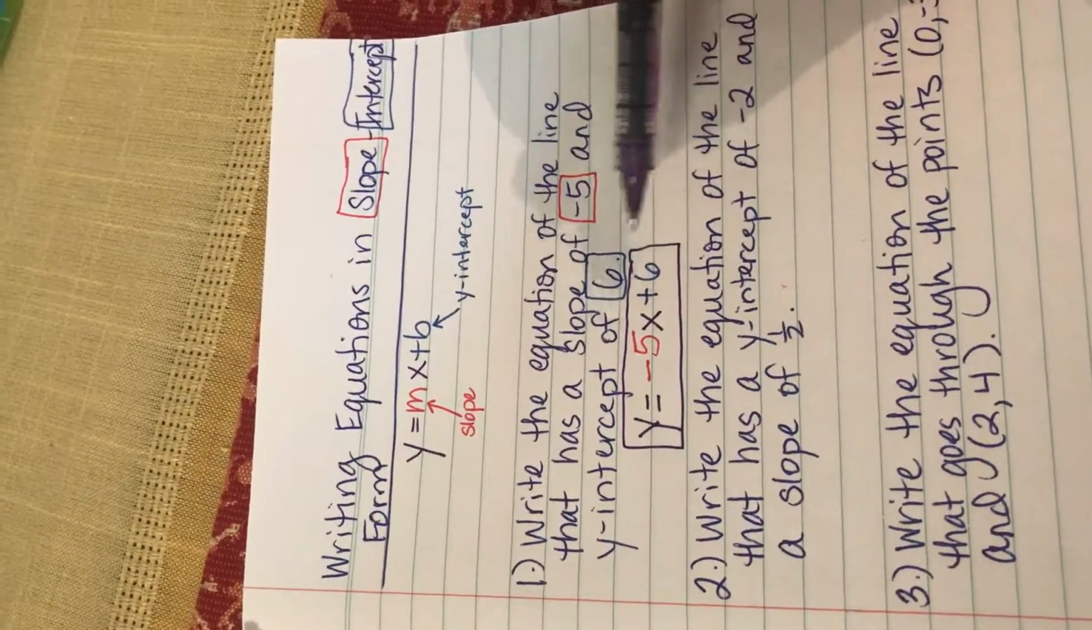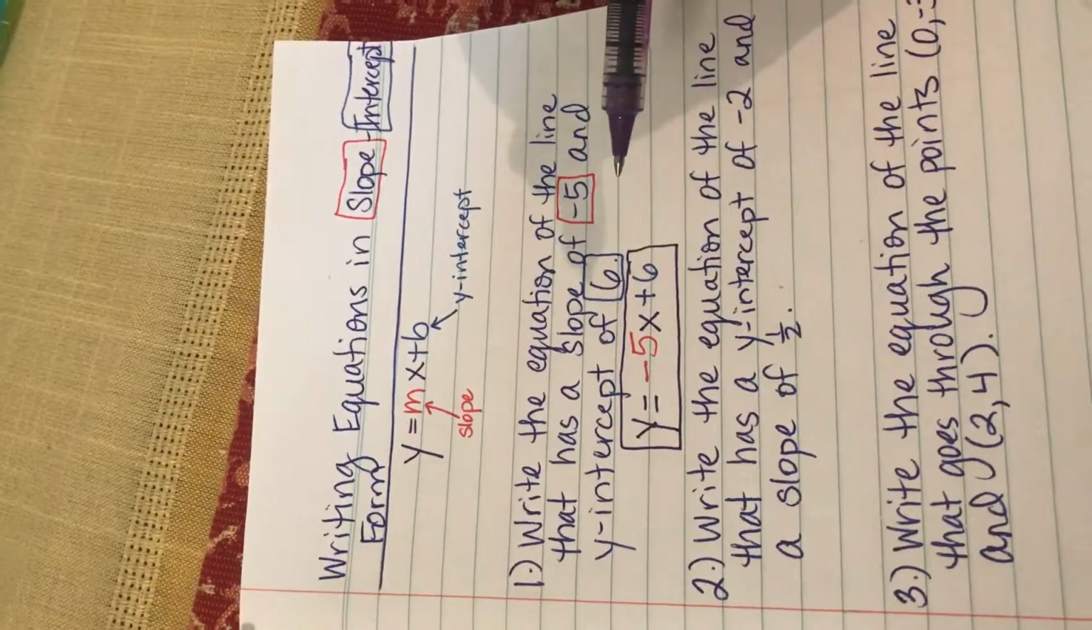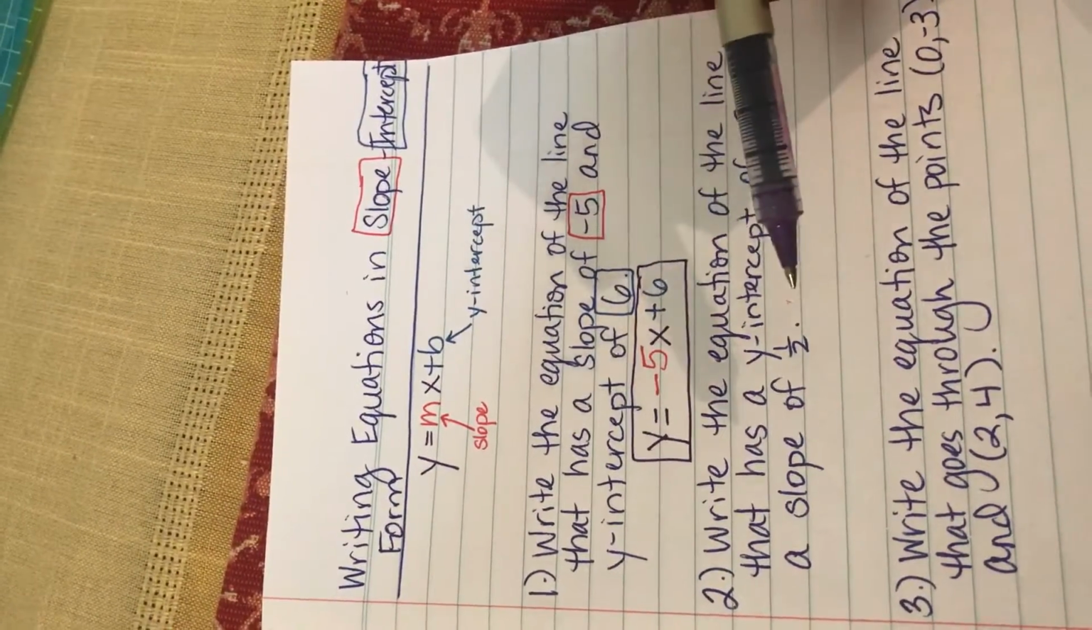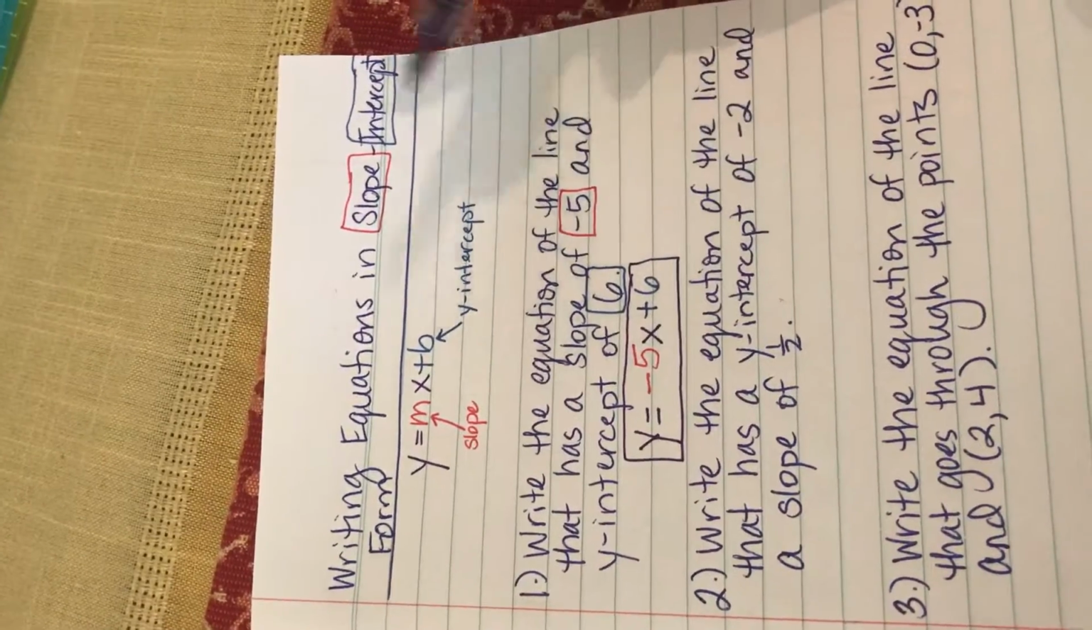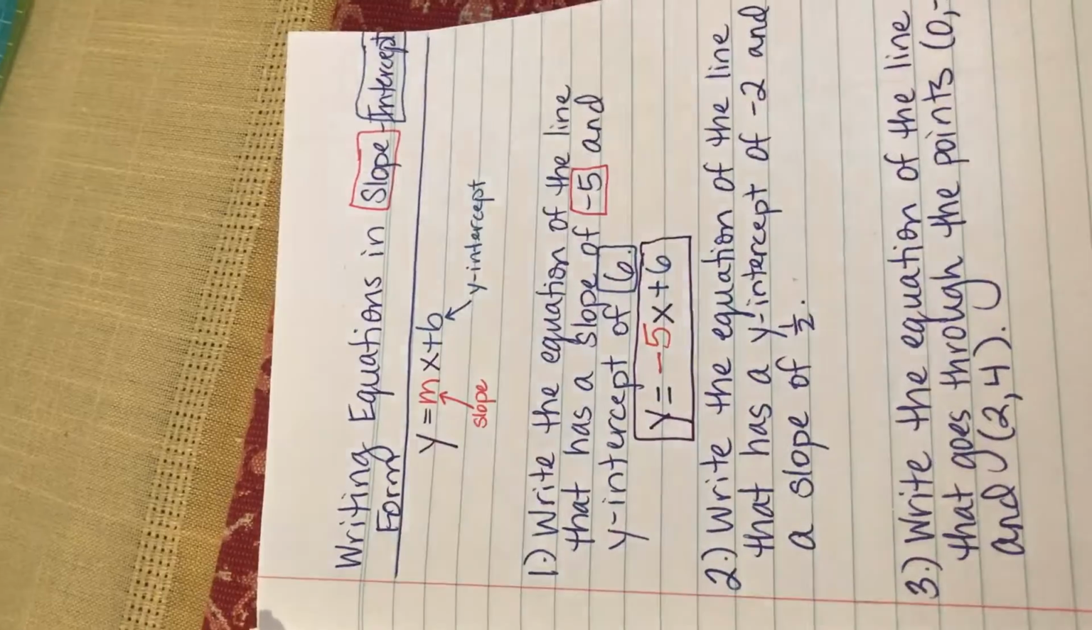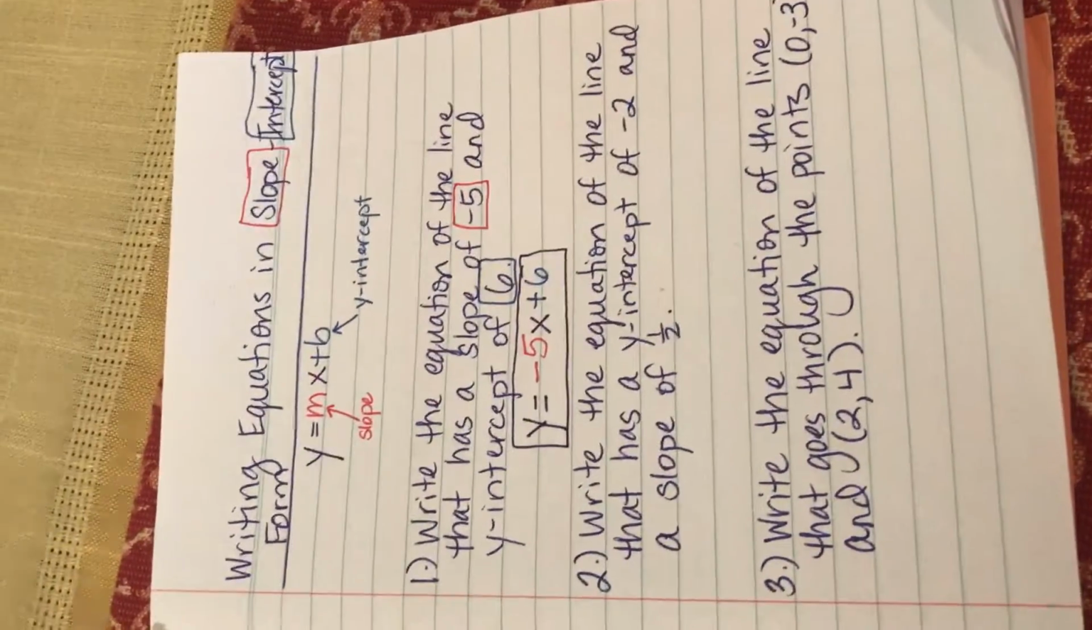Okay, so if we wanted to graph this, we could do that. We could start at 6 on the y-axis, and then we could go down 5 over 1 to plot the next point. So this is the equation of the line with this data. All right, so let's try the next one.